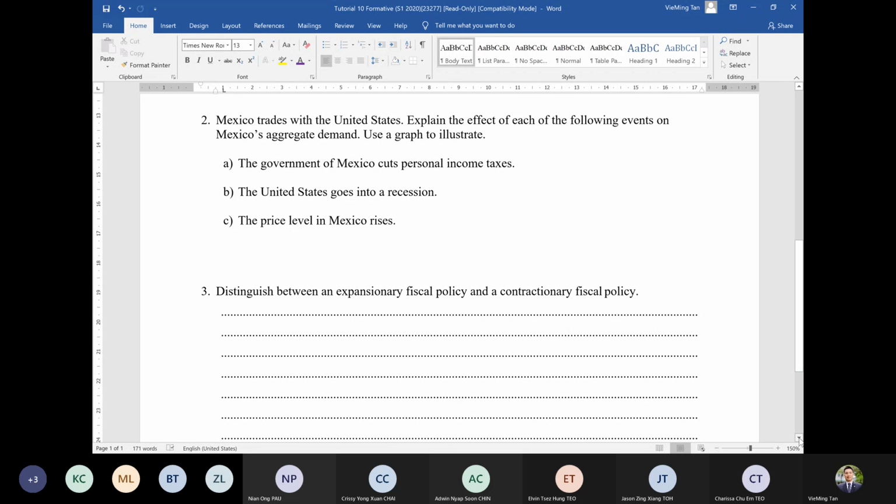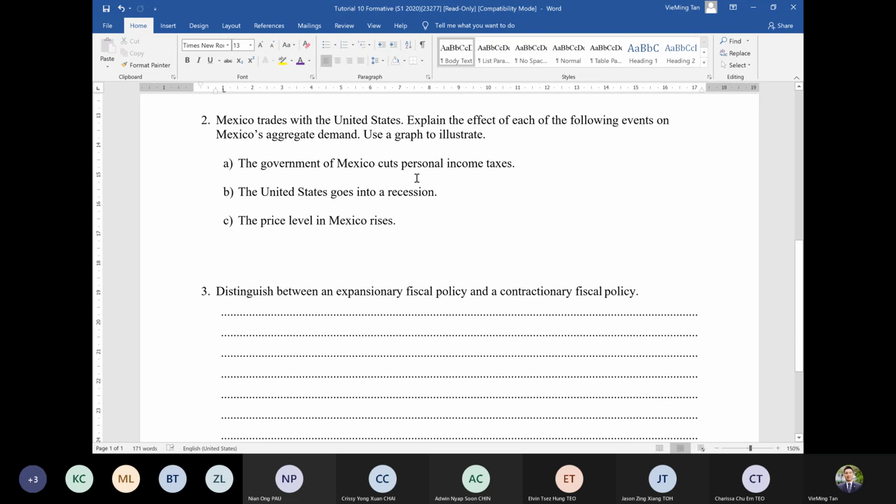That means for each event, we have to explain the consequence to the Mexico aggregate demand curve. What is going to happen to the Mexico aggregate demand curve for each event? All right, so event A is the government of Mexico cuts the personal income taxes. So that means the personal income tax now is lower. That means the individual household will pay less income tax to the government.